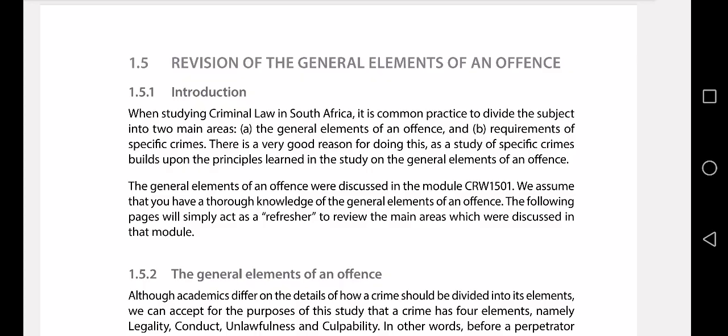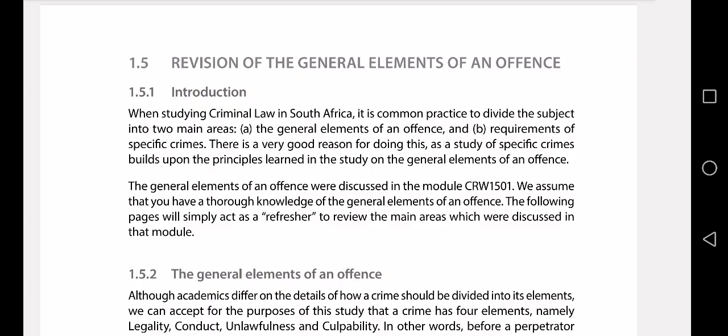Introduction. When studying criminal law in South Africa, it is common practice to divide the subject into two main areas: the general elements of an offense, and the requirements of the specific crimes. There is a very good reason for this, as a study of specific crimes builds upon the principles learned in the study of the general elements of an offense.